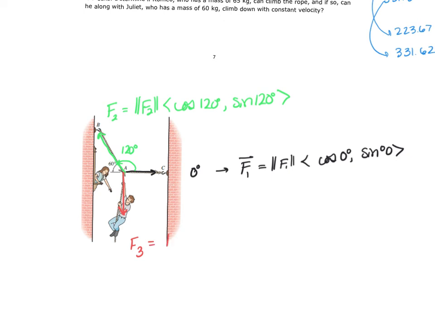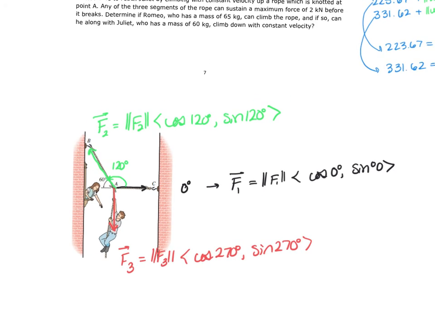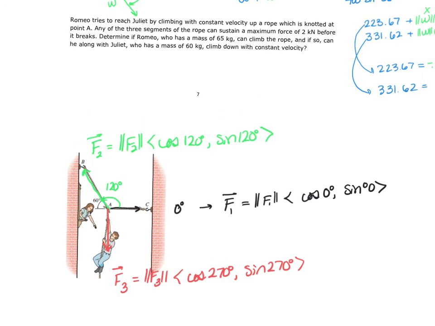This is going to be equal to the magnitude of f sub 3, times the, and I'm straight down, so it's 270. The cosine of 270 degrees. The sine of 270 degrees. Now, let's see if we've got any of this information.